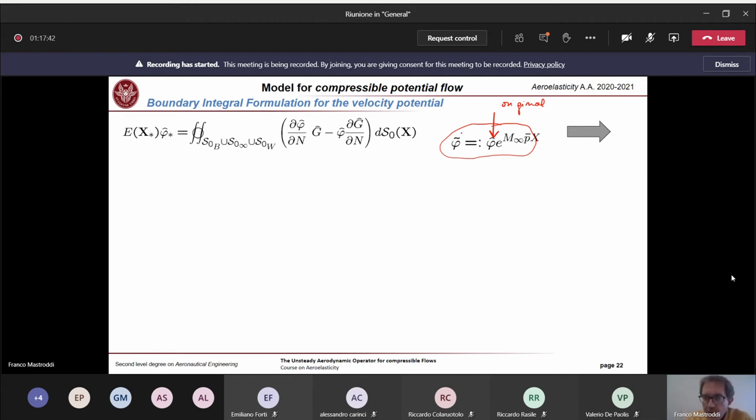So this, I can go to the original unknown, phi hat, excuse me, this original unknown as phi, just going back, inverting this easy relationship, like e to the minus Mach p bar x by phi hat, phi tilde, and then we can put this here and here and here.